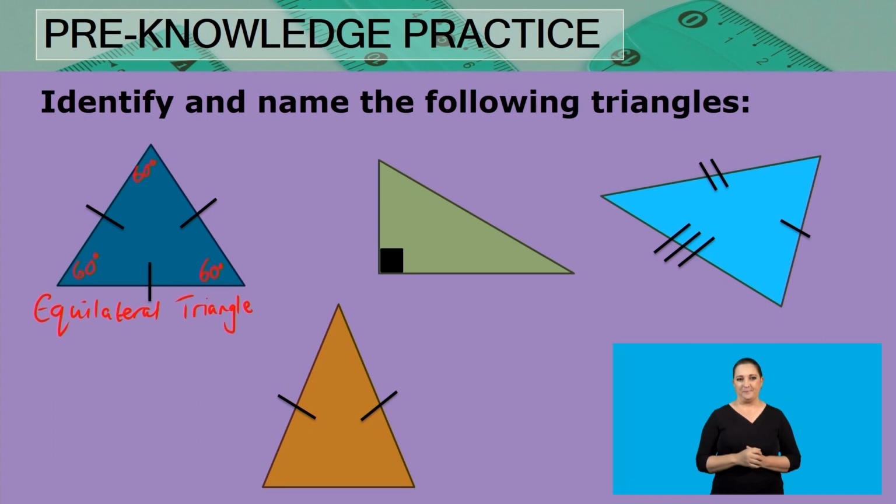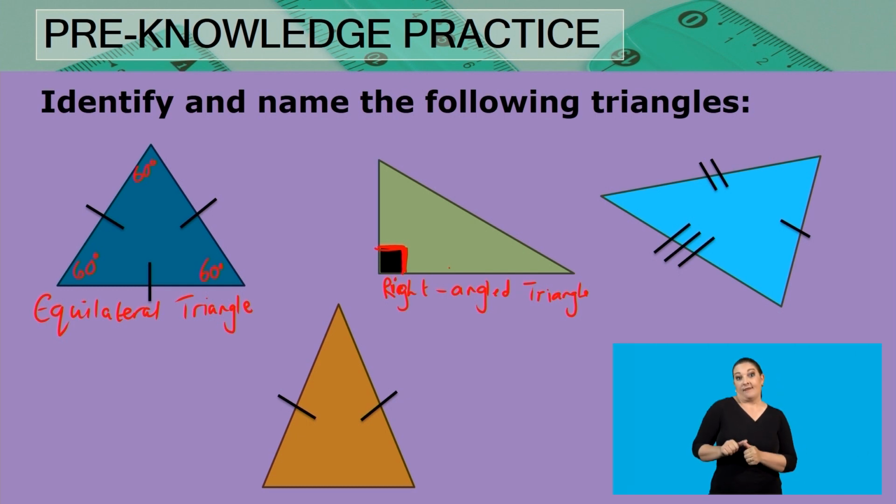Let's move on to the next triangle, this green triangle here. This green triangle has one of its angles as 90 degrees. Do you know what type of triangle that is? Well, if you are thinking of a right-angled triangle, then you are absolutely correct. We know this because one of the angles is 90 degrees, which is a right angle.